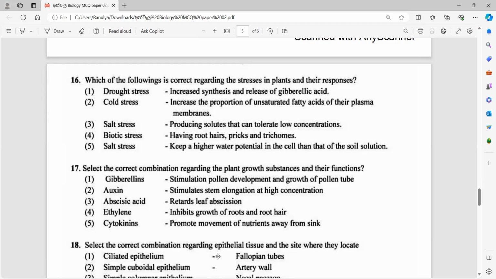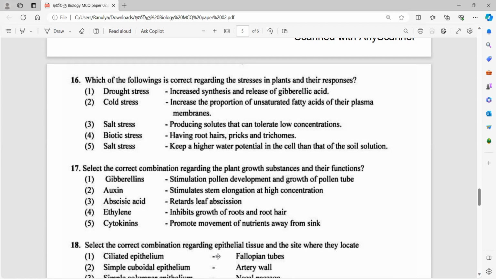No. Right? That is wrong. They respond to moderate soil salinity by producing solutes that are well tolerated at high concentration, not low. Biotic stress, having root hairs, pricks and trichomes.